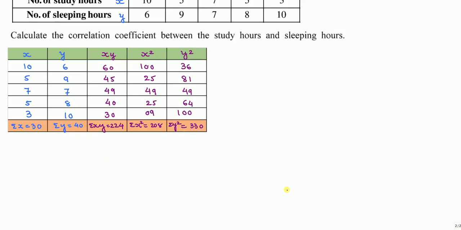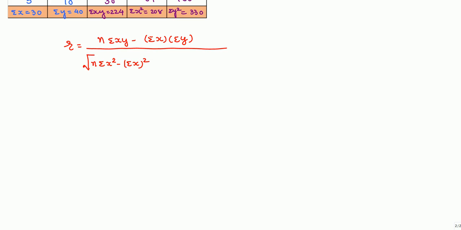Sigma y square is 330. Okay, now after preparing the table, we have to put our formula of correlation coefficient, that is r equals n sigma xy minus sigma x into sigma y, upon under root of n sigma x square minus sigma x whole square, multiplied by another under root n sigma y square minus sigma y whole square.